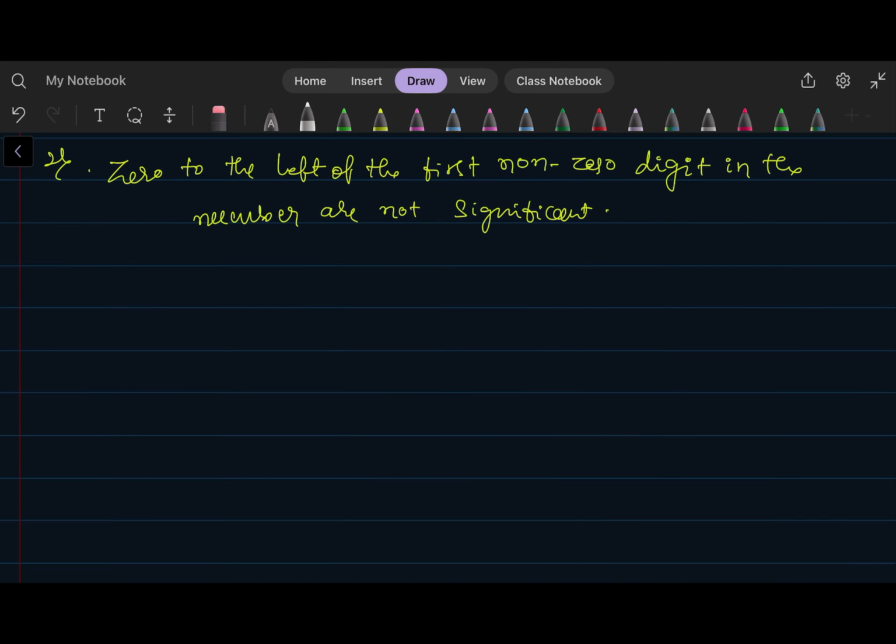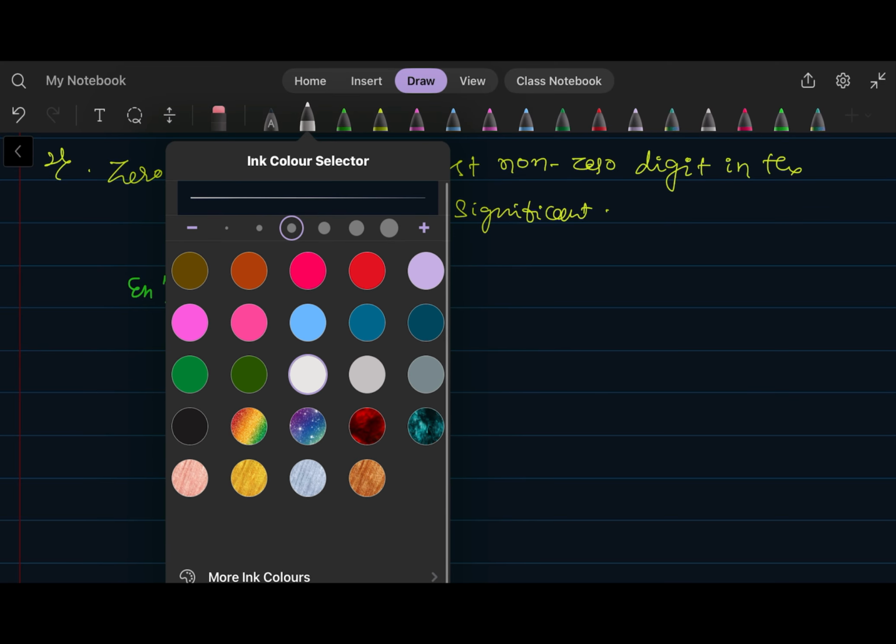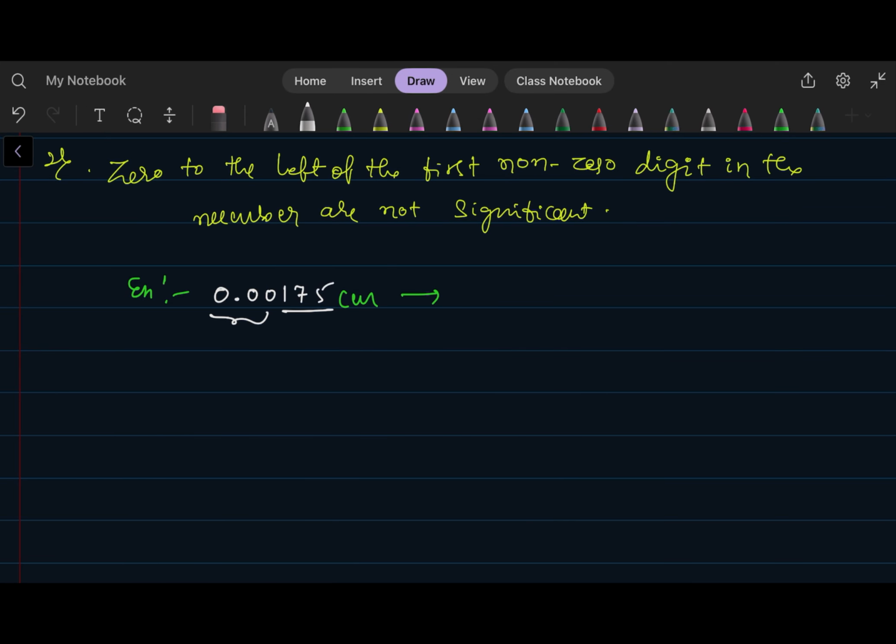Let's take an example. If a decimal is there, after this we have a non-zero digit. What is the significant figure count? We just need to count after the decimal how many digits there are, provided the non-zero digit comes first. Whatever is to the left of the non-zero digits we have to neglect. Only the value after the decimal that starts with non-zero digits we have to consider. Here 1, 7, 5, only 3 digits. Therefore 3 is the number of significant figures.